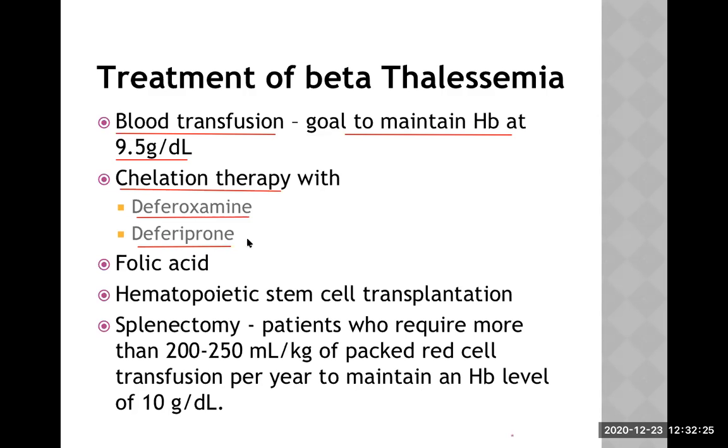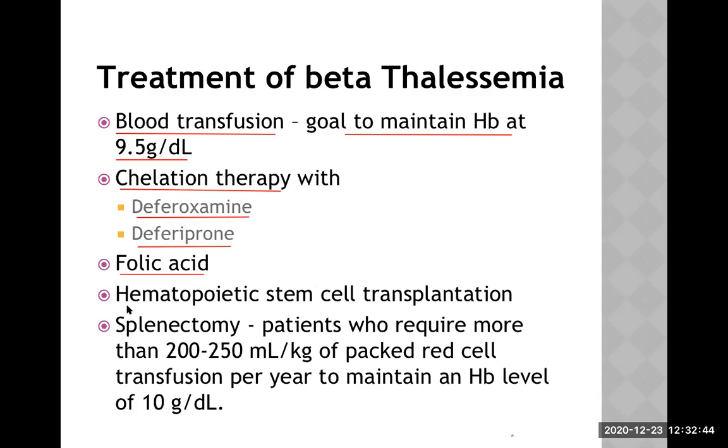This is called iron chelation therapy. Deferriprone is the oral medicine. It is slightly more hepatotoxic than deferoxamine. Folic acid is given, you already know the reason. This is a type of hemolytic anemia, and the bone marrow is hyperfunctioning here.